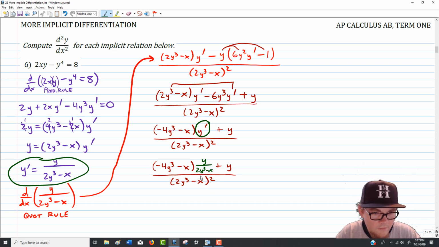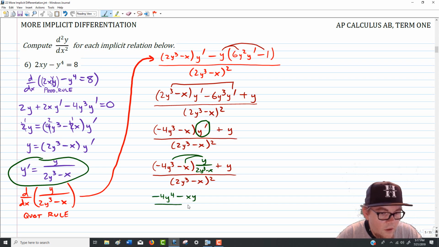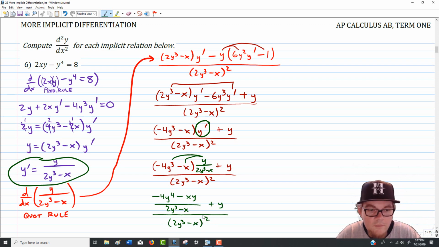So our numerator is now, there's a lot here. Distribute these pieces to both parts here. That's going to make our new numerator. This will become negative 4y to the fourth minus xy over 2y cubed minus x, all still plus y, and all over 2y cubed minus x squared.